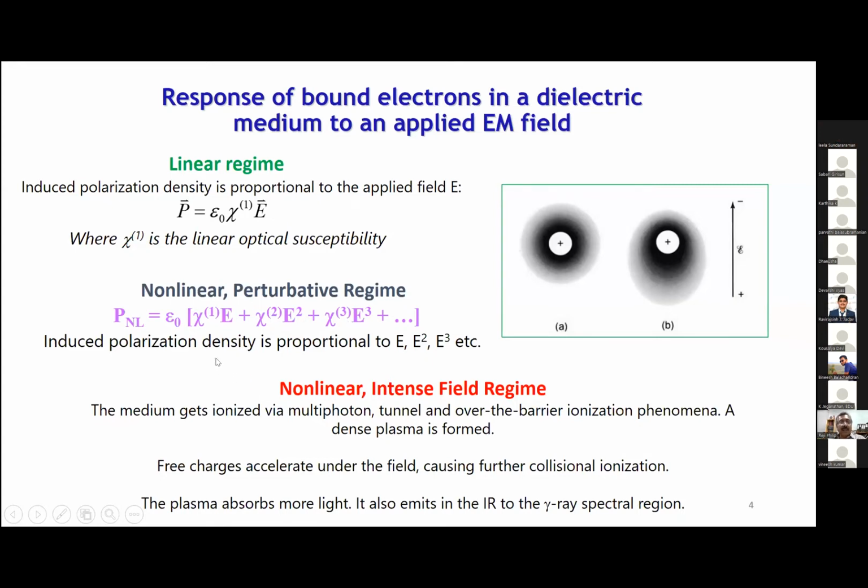So we see that the induced polarization density is proportional to E², E³, etc. This is actually a tensor equation, but here we write it in the scalar form just for convenience. Then we also have another regime, which is the nonlinear intense field regime, where you apply a lot of intensity to the material and it doesn't exactly obey this relationship. Rather, the medium gets ionized via multi-photon, tunnel and over-the-barrier ionization phenomena. A dense plasma is formed and free charges accelerate under the field, causing further collisional ionization. So we are not really going into that regime in this talk.